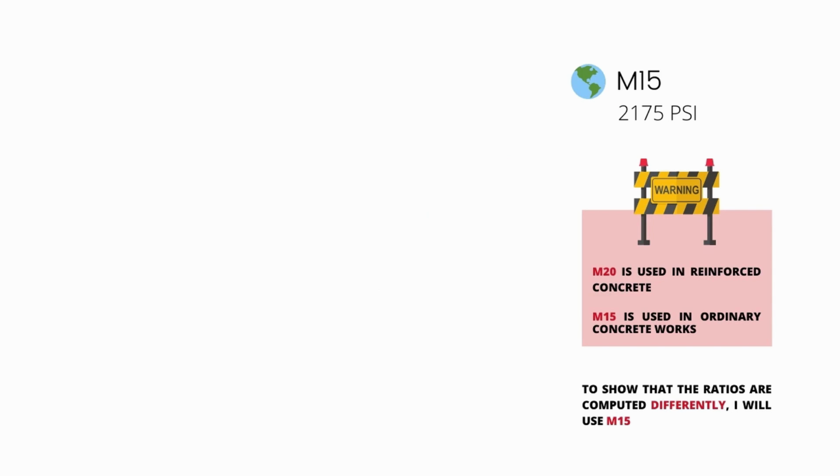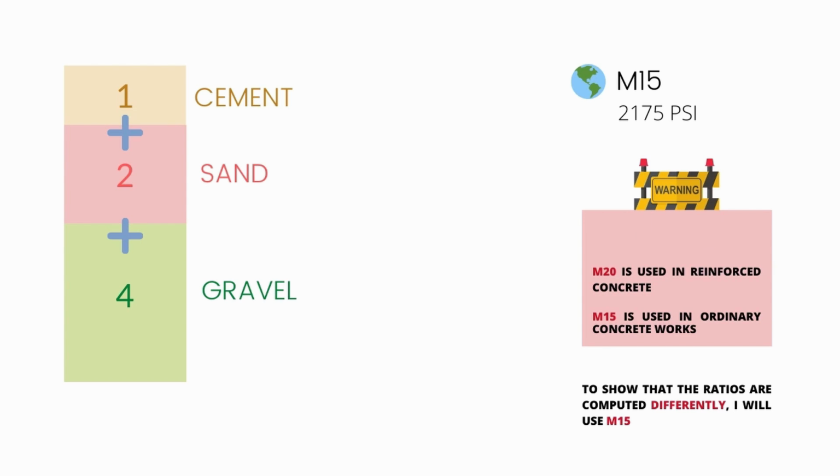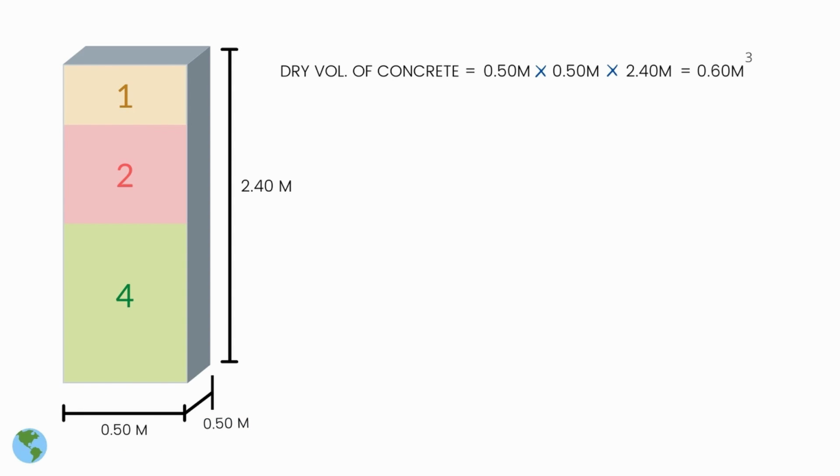In other countries, the way they estimate concrete design is that they take the ratios as parts of a whole. So what do I mean by that? They sum up all the ratios. In this example, 1 part cement, 2 parts sand, and 4 parts gravel will sum up to 7. Using the same example, the dry volume of concrete is still 0.60 cubic meters.